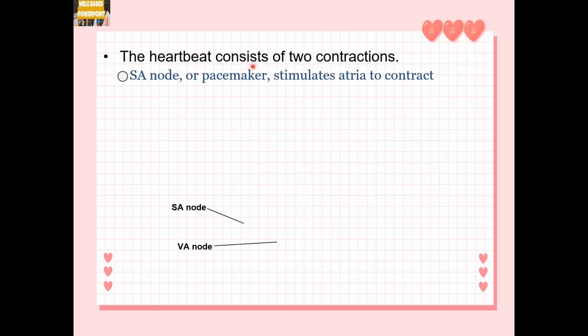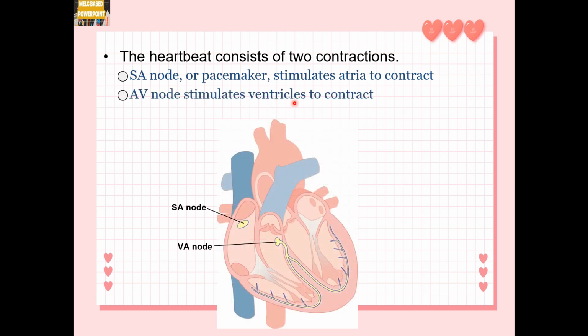The heartbeat consists of two contractions. The SA node, or pacemaker, stimulates the atria to contract, and the AV node stimulates the ventricles to contract. As you can see in the picture, this is the SA node and this is the AV node.